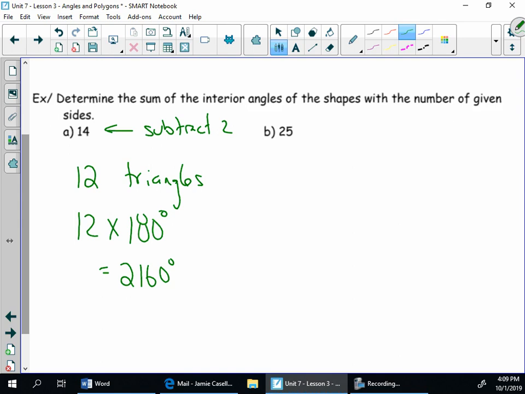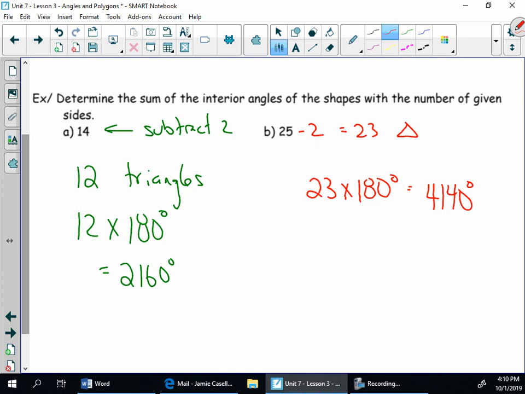Okay. What if we had a 25-sided shape? Subtract 2, I get 23 triangles. Each triangle is worth 180 degrees. That means this entire shape, if I could possibly draw it out, would have angles that add up to 4,140 degrees. But who'd want to draw that, right? That'd be hard to draw, much less break into triangles.